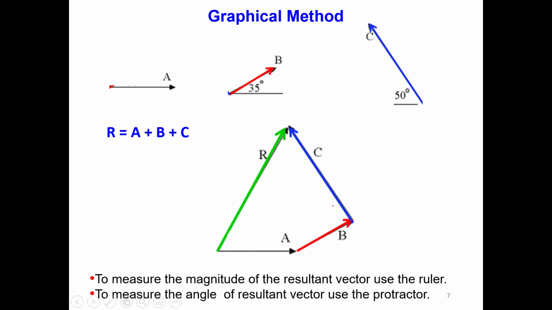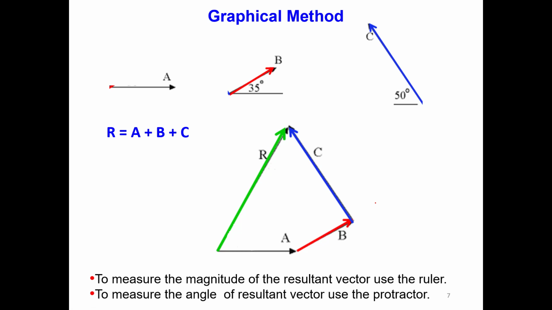Draw this one, and then we will do the same with the next vector. The origin or the tail of the vector C will start on the head of the vector B, and this is the vector C. Now the resultant vector will start from the origin of the first to the head of the last one, and then we just draw the vector. Then these are the steps we need to follow.